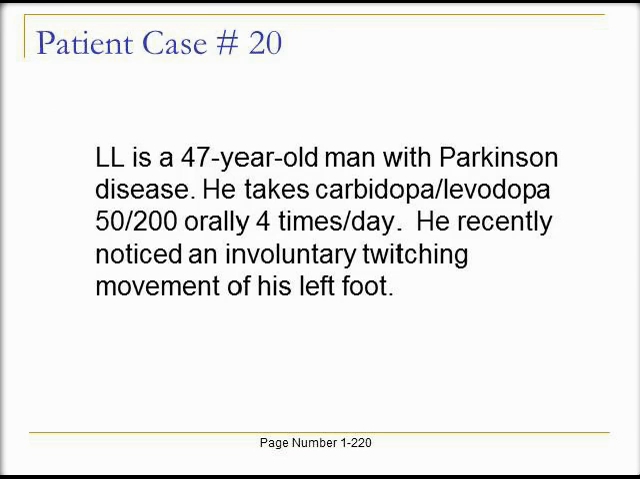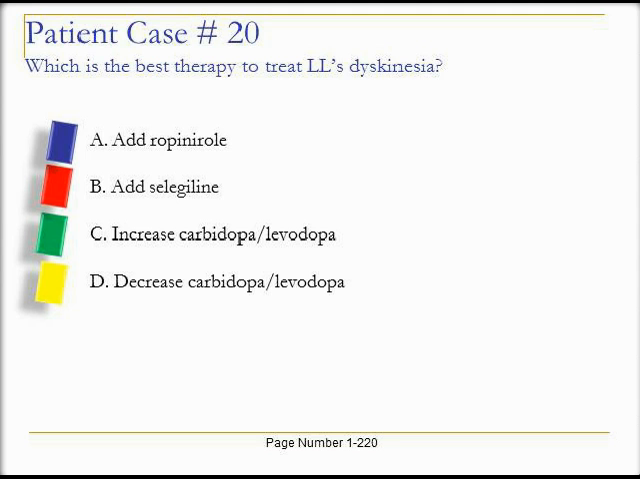Okay, another Parkinson's case, number 20. LL is a 47-year-old man with Parkinson's disease. He takes carbidopa-levodopa, 50-200, 4 times a day. Recently noticed an involuntary twitching movement of his left foot. He's been diagnosed now with dyskinesia. So should we add ropinirole, add selegiline, increase carbidopa-levodopa, or decrease carbidopa-levodopa?